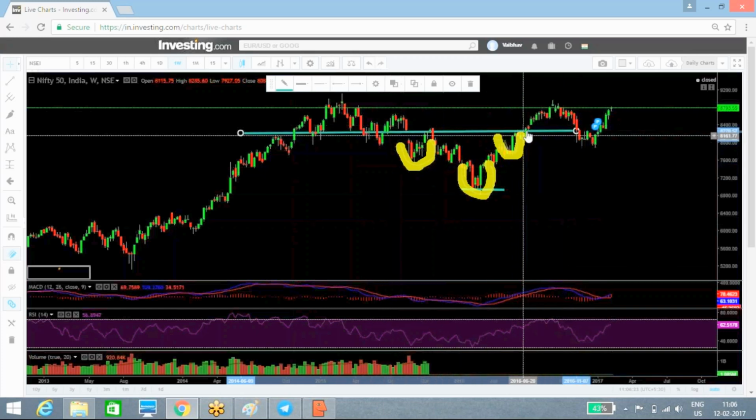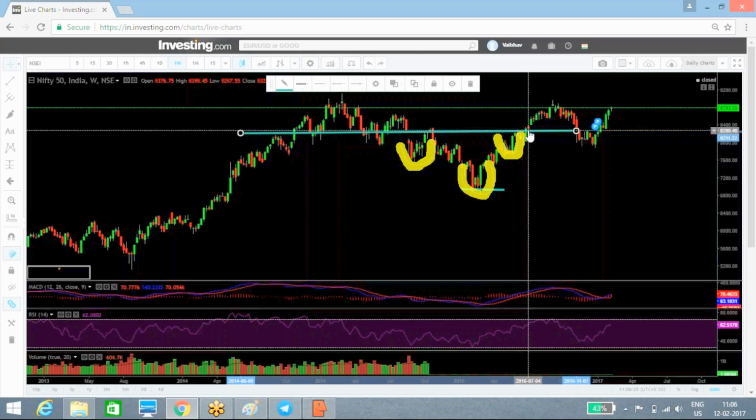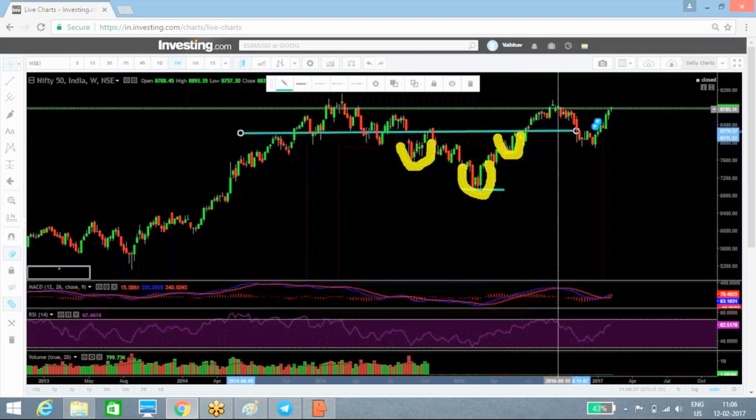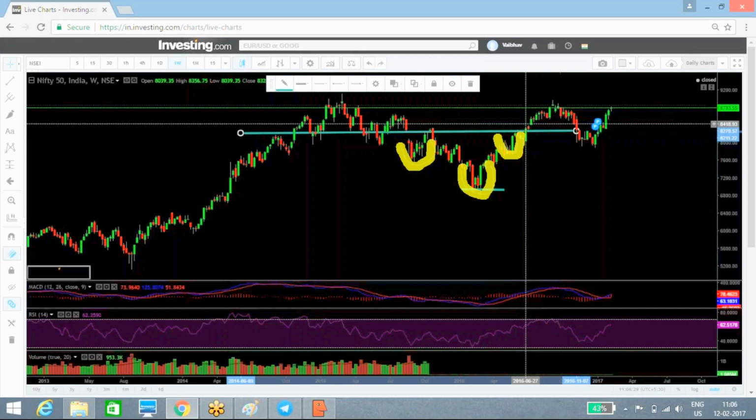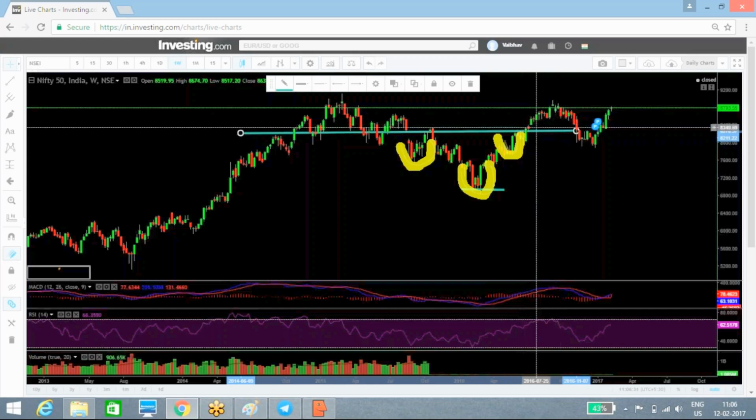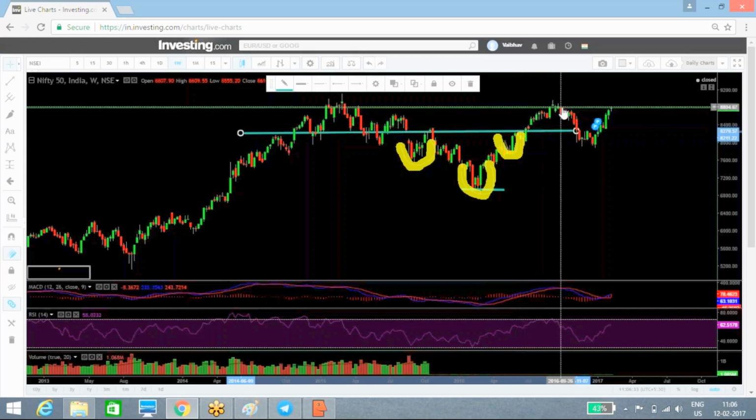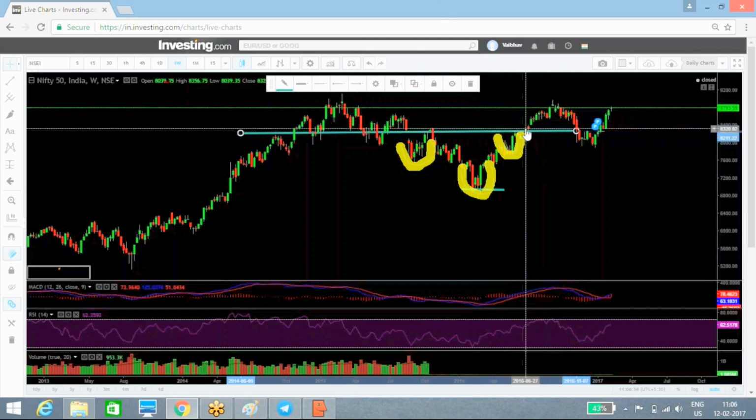This is the neckline. It broke the neckline at around 8200 levels, and then boom, again a 1,000 point rally, 8100 to 9100 or 8200, 900 points, whatever it is. All right. So this is the neckline breakout. You will buy there.